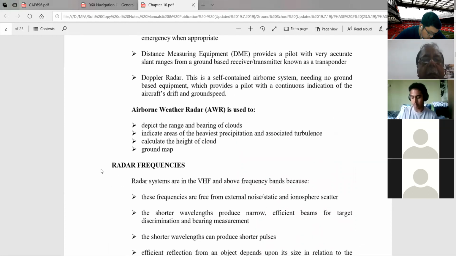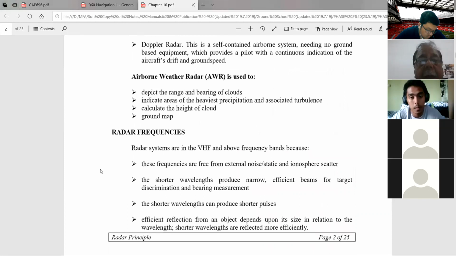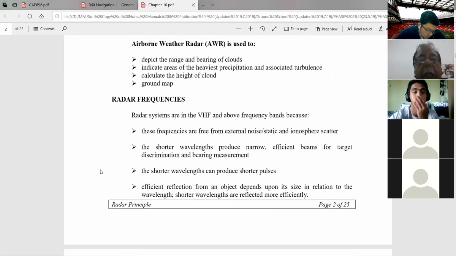These frequencies are free from noise, giving an efficient beam in radar, obviously. Now, in radar, there's a requirement that the beam should be as narrow as possible. The radar beam or the radio beam being transmitted from a particular source should be as narrow as possible. Can anybody in the class tell me why?